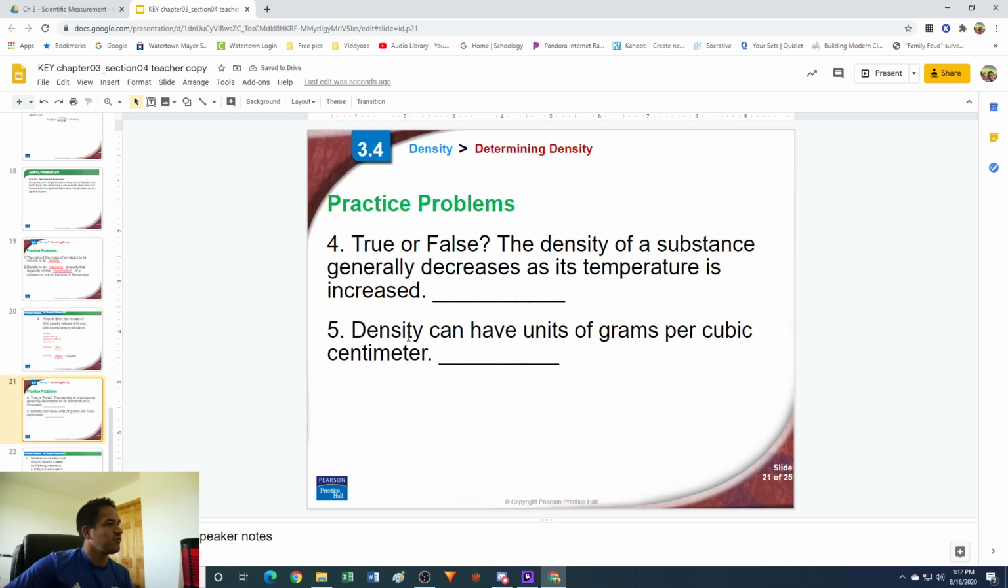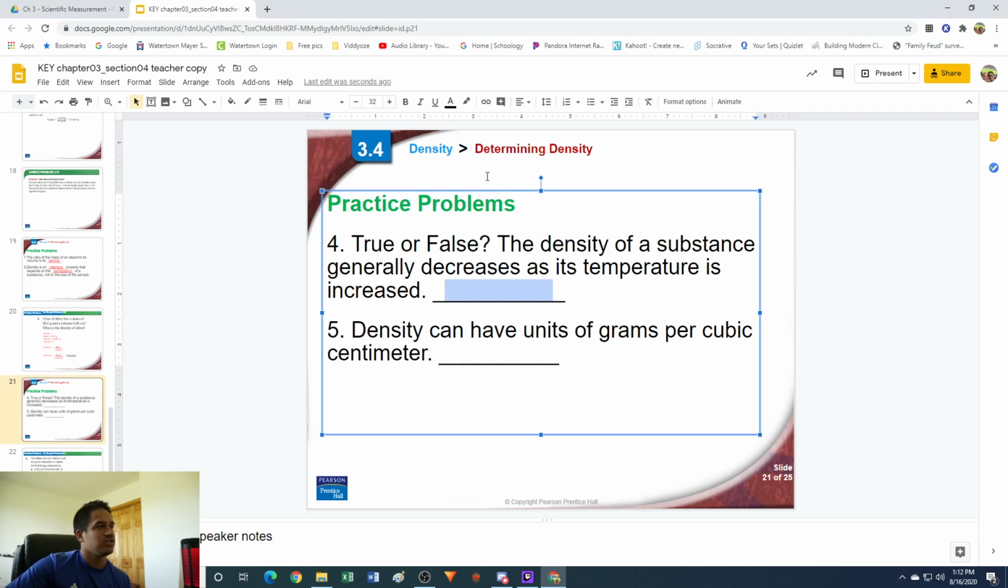All right, number 4, true or false, the density of a substance generally decreases as its temperature is increased. So this is true. This is, again, directly from the notes, but remember that density and temperature are opposites. So as density goes down, temperature goes up. As temperature goes down, density goes up. So they're always going to move opposite from each other.